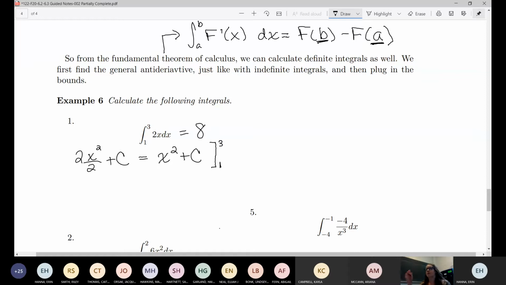So essentially you do the thing we were just doing. You find the general antiderivative, but now we're going to plug in those bounds to that antiderivative. The first thing we have to do is plug in the top bound, because it's f of b minus f of a in our fundamental theorem of calculus. So we're going to take 3 and plug it into this function in x. And then we're going to subtract what we get when we plug in 1.